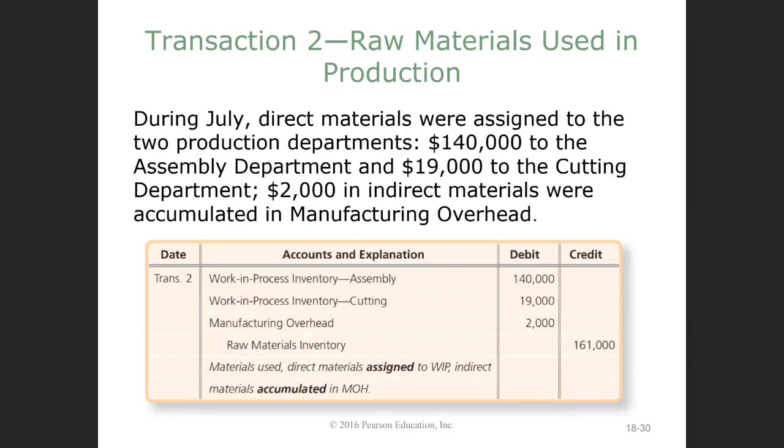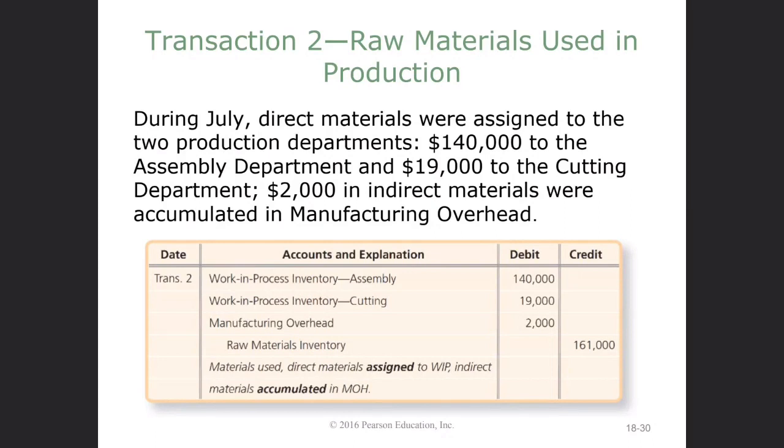All of this is going to hit our raw materials inventory account, so we're going to credit our raw materials inventory account for $161,000. And our note is: materials that were used, direct materials assigned to work in process, indirect materials accumulated in our manufacturing overhead account. We know that because it says here accumulated in manufacturing overhead, and assigned to work in process, because it's direct materials that were assigned to 2 production departments, and we are assembling. So we know that they are in process because we're putting them together.